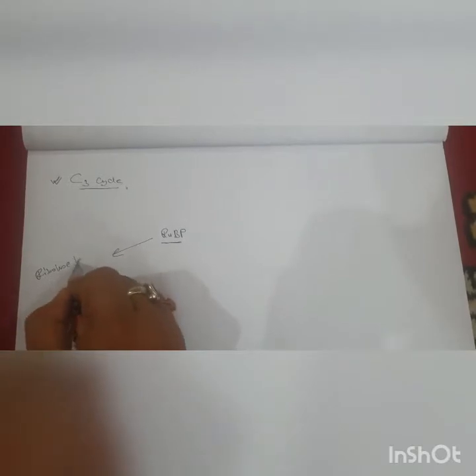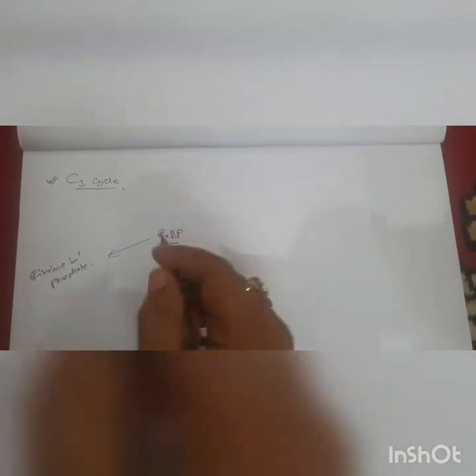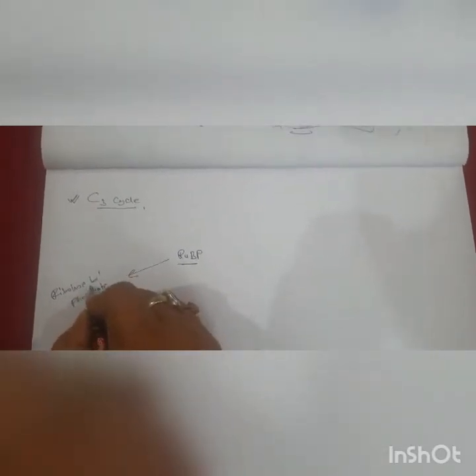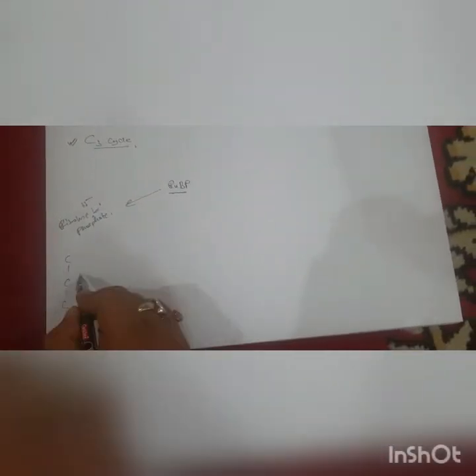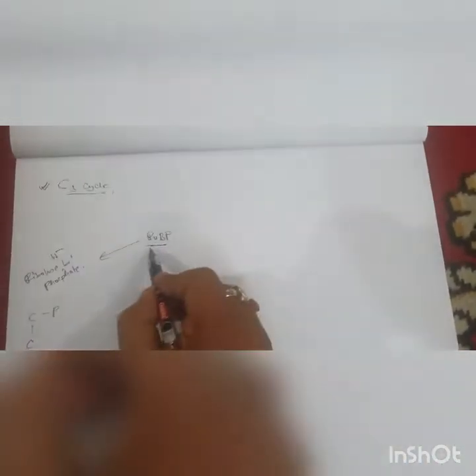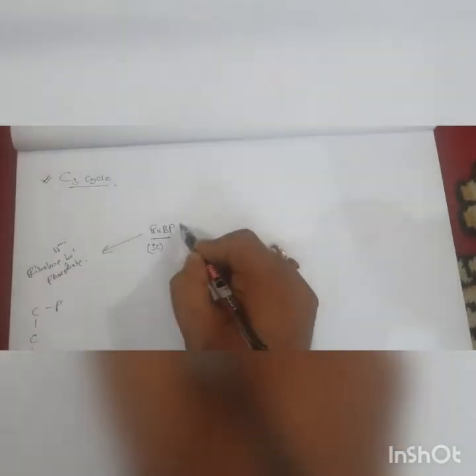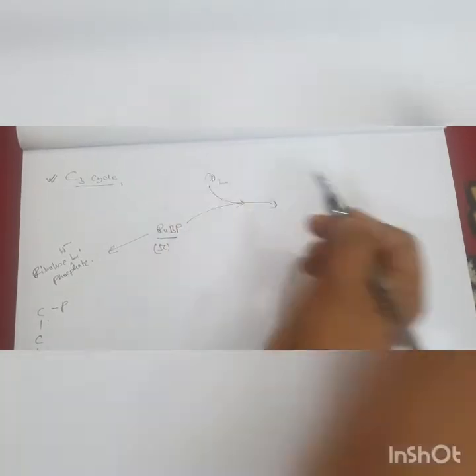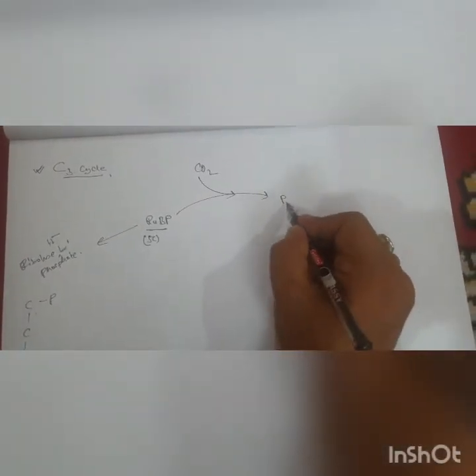Ribulose biphosphate. It is a 5 carbon sugar containing 2 phosphates, at the first carbon and the fifth carbon. It is also known as ribulose 1,5 biphosphate or bisphosphate, because in 1, 2, 3, 4, 5, at the first carbon there is a phosphate and at the fifth carbon there is a phosphate. Anyway, this is a 5 carbon sugar and this will accept CO2 to become phosphoglycerate or phosphoglyceric acid.